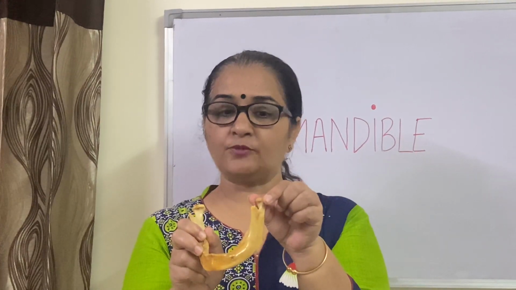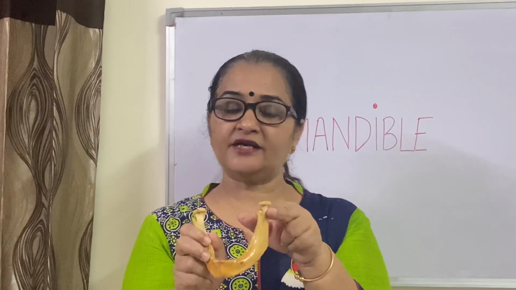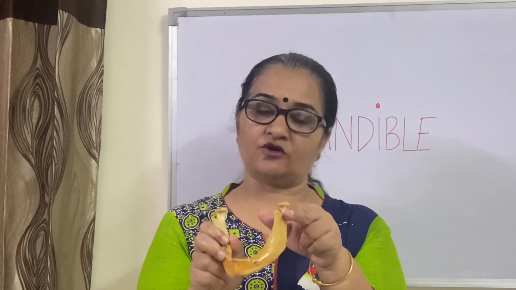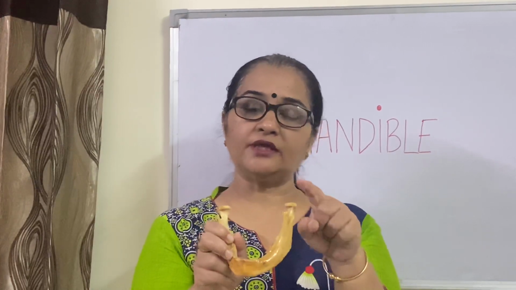Now this condylar process has a head, which is known as the head of the mandible. Then it has a constricted area which is known as the neck of the mandible. This head of the mandible articulates with the mandibular fossa of the temporal bone to form the TM joint, and it is covered by fibrocartilage.